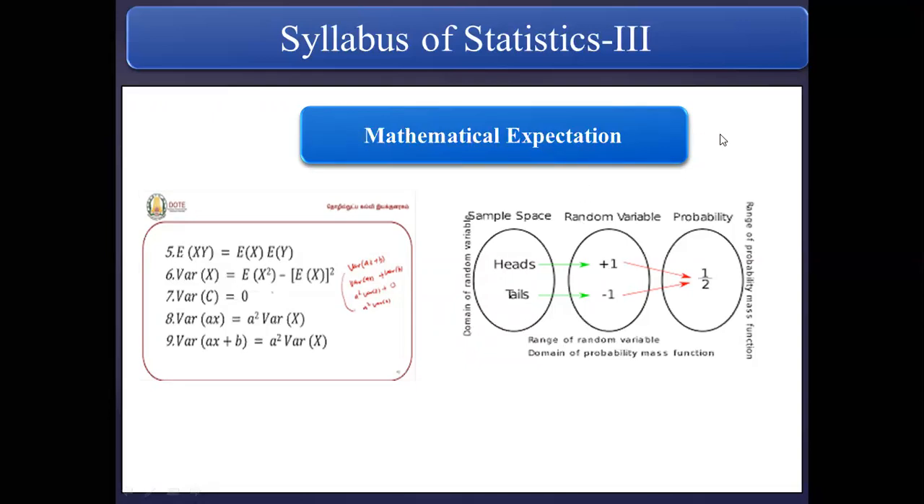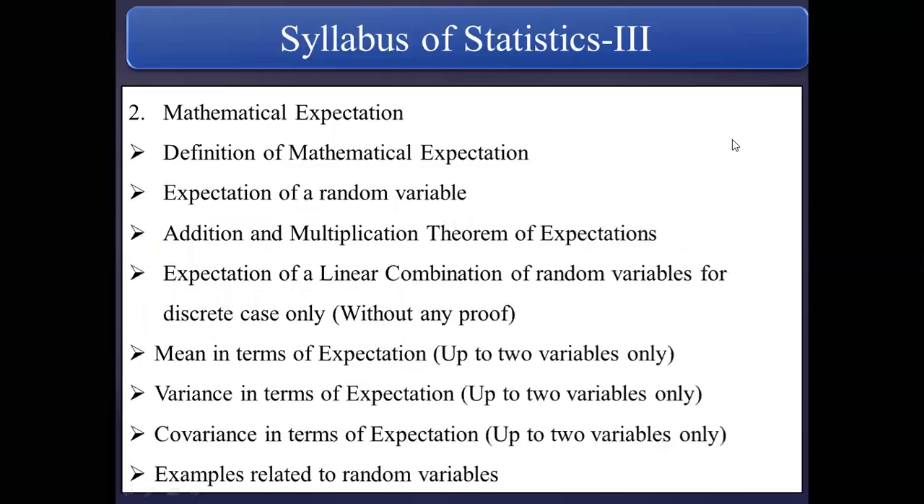Now what are the points that we will see in this chapter? In mathematical expectation we'll see the definition of mathematical expectation. Then we will see expectation of a random variable. How can you find that? Then we'll see the addition and multiplication theorem of expectation. Then we will see expectation of a linear combination of random variables for the discrete case only.